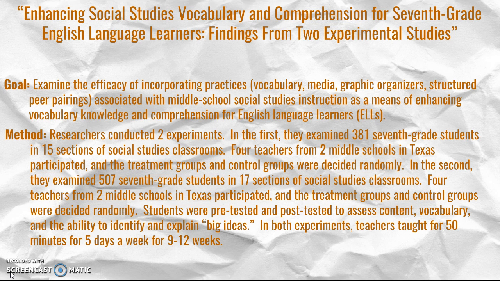In the first experiment in Texas, 4 social studies teachers from 2 middle schools taught 381 7th grade students across 15 sections. In the second experiment, also in Texas, 4 social studies teachers from 2 middle schools taught 507 7th grade students across 17 sections. In both experiments, teachers taught for 50 minutes for 5 days a week for 9 to 12 weeks. All of the groups received the same number of classes, but some programs took longer due to scheduling and interruptions.